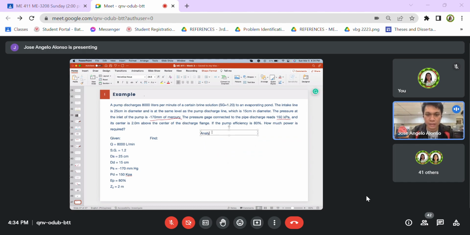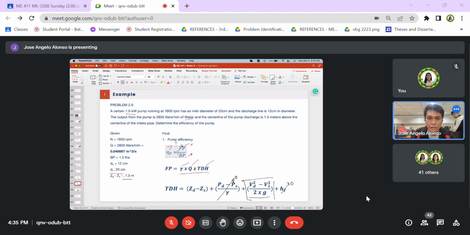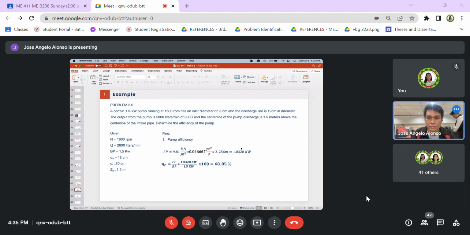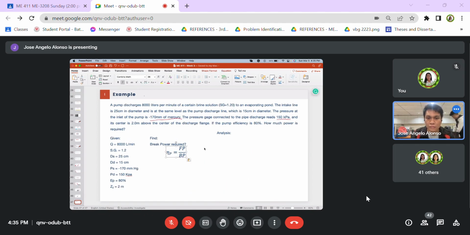Next, let's try to solve the problem analysis. Since what we are looking for in the problem is the power required. How much power is required if the pump efficiency is 80%? So again, what we are looking for will be the brake power, or the rating of our pump, which is the input brake power of our pump. So analysis, we can get the brake power by using this equation. Brake power is equivalent to fluid power divided by pump efficiency.